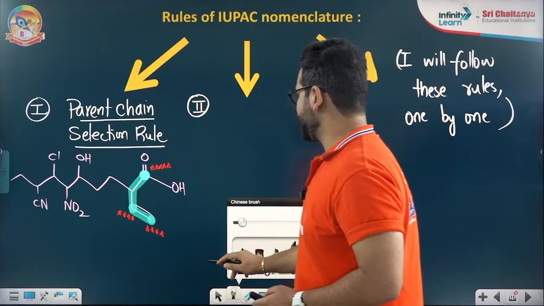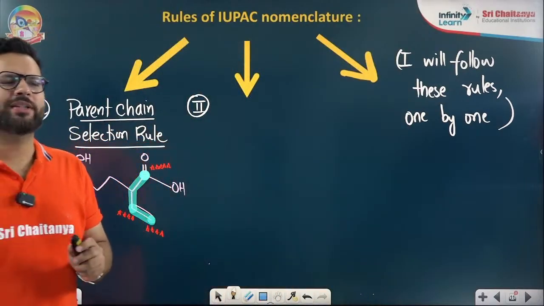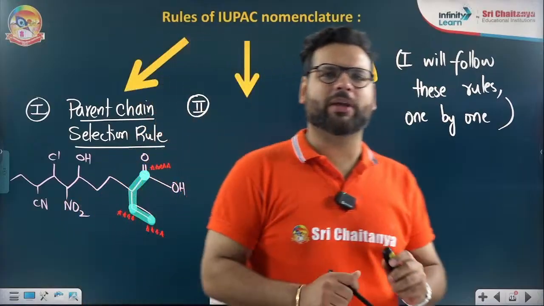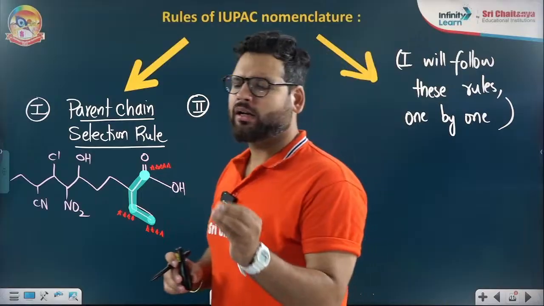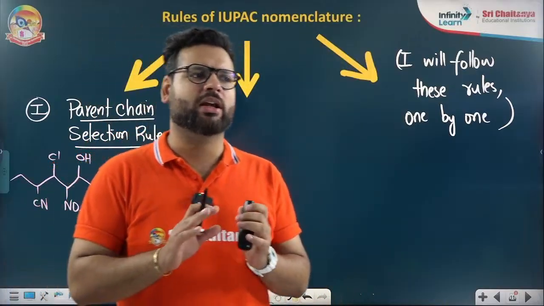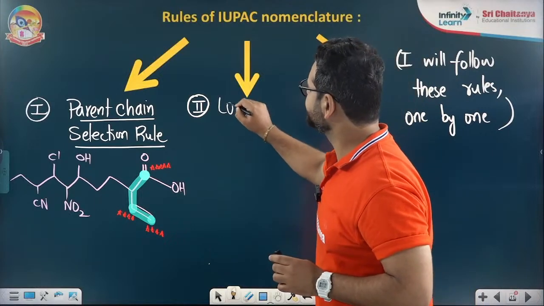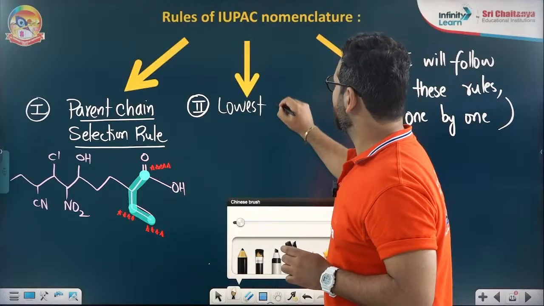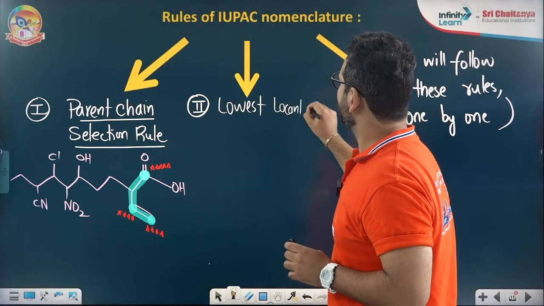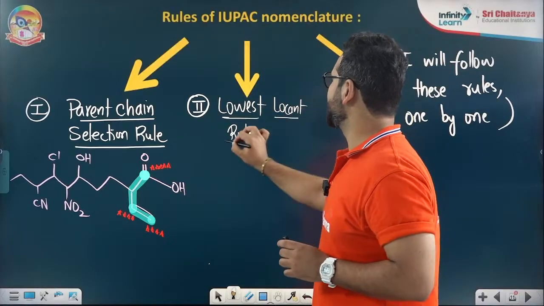After selecting the parent chain, you must number the parent chain. Numbering the parent chain: the rule will be called the lowest locant rule. Never call it the lowest sum rule. There is nothing called the lowest sum rule. Lowest locant rule is the name, which we will use for numbering of the parent chain.